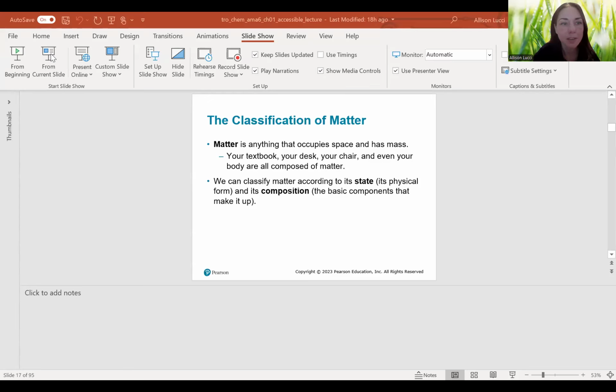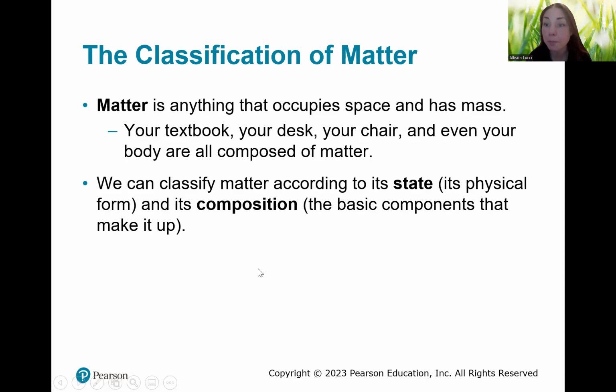So in this slide here, we're going to start describing matter. I mentioned previously that matter takes up space, so it has a volume and it also has mass. So there's some quantity of atoms present. Things like your textbook, if you had a physical textbook, your desk, your chair, and even you are composed of matter. So all of our cells.